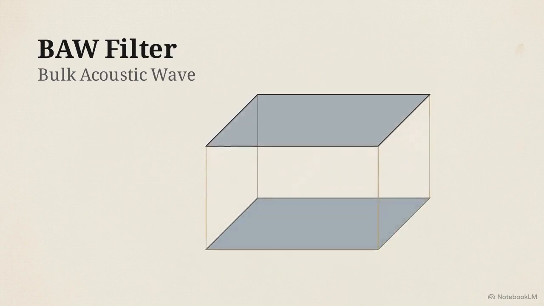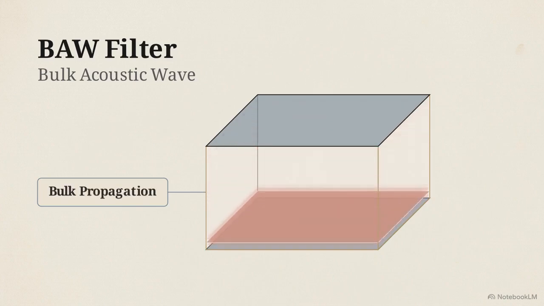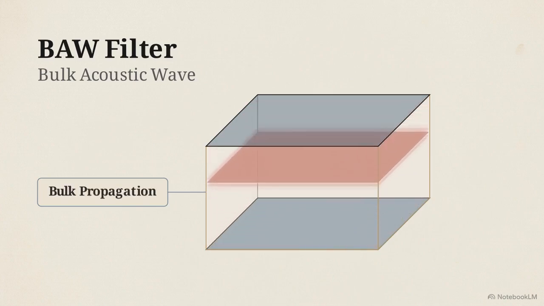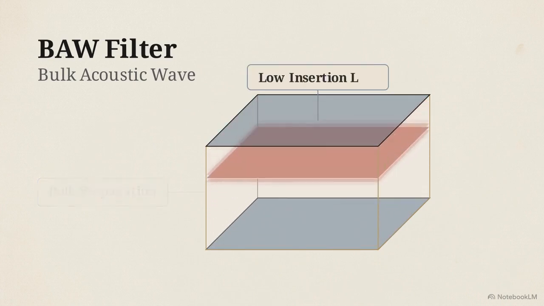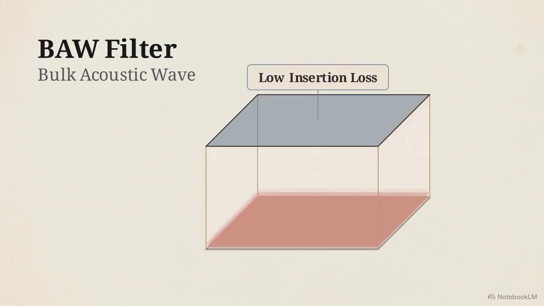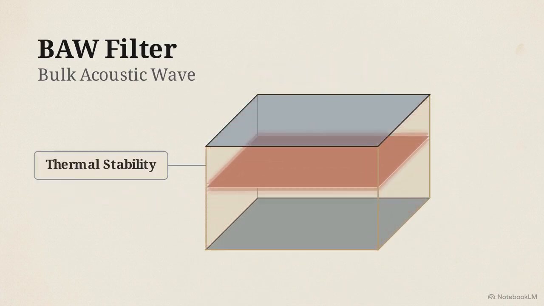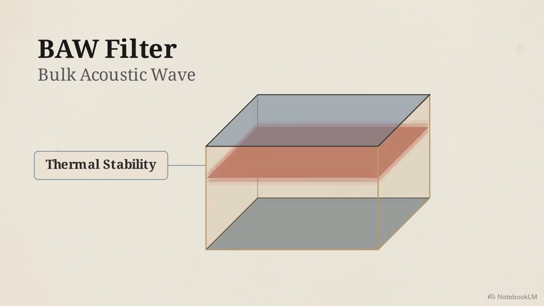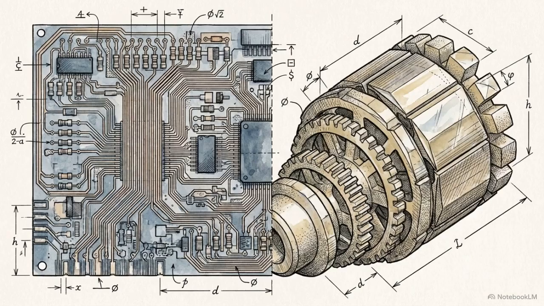To support the 5G NR bands, we rely on bulk acoustic wave, or BAW filters. BAW devices propagate the wave through the bulk of the material rather than across its surface. This results in lower insertion loss and superior thermal stability at higher frequencies. To maintain selectivity at gigahertz speeds, the architecture must transition from electronic circuits to mechanical acoustic resonators.